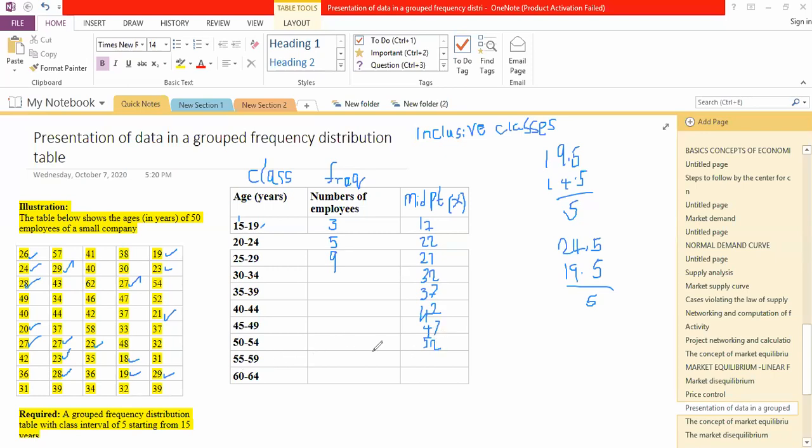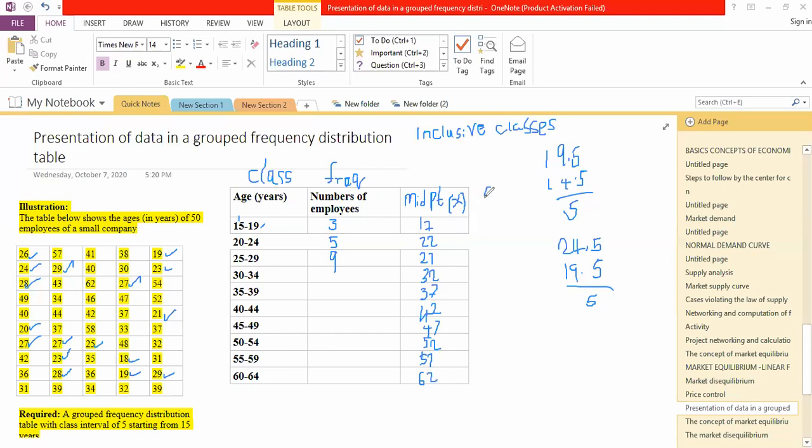55, 59, that is 114, 57. And lastly, 60, 64, that will give us a midpoint of 62. And you'll do that until the end.